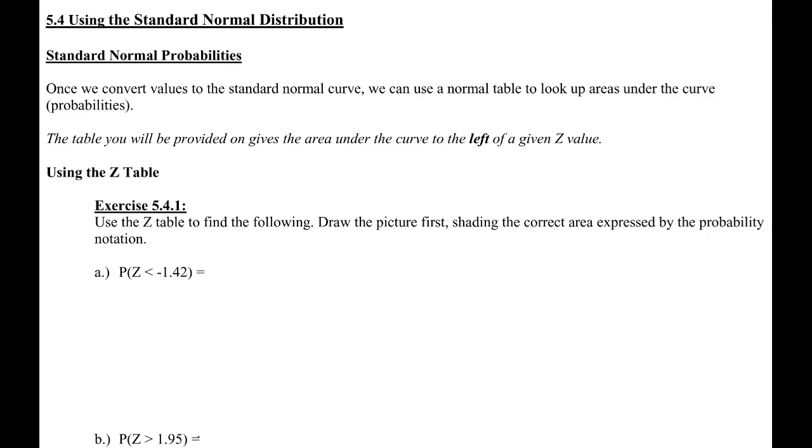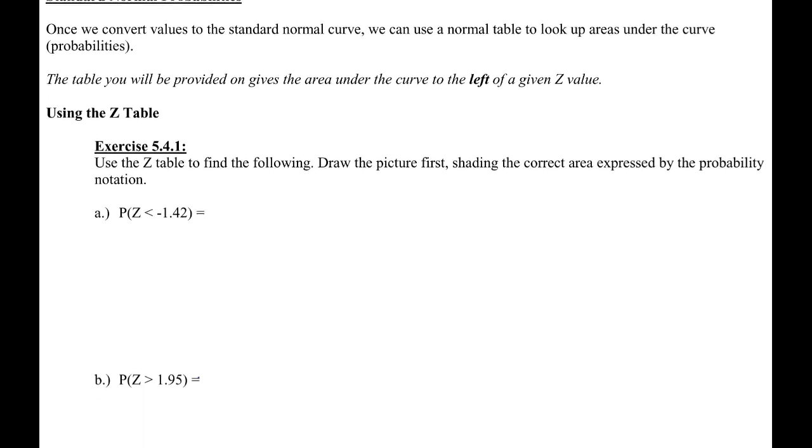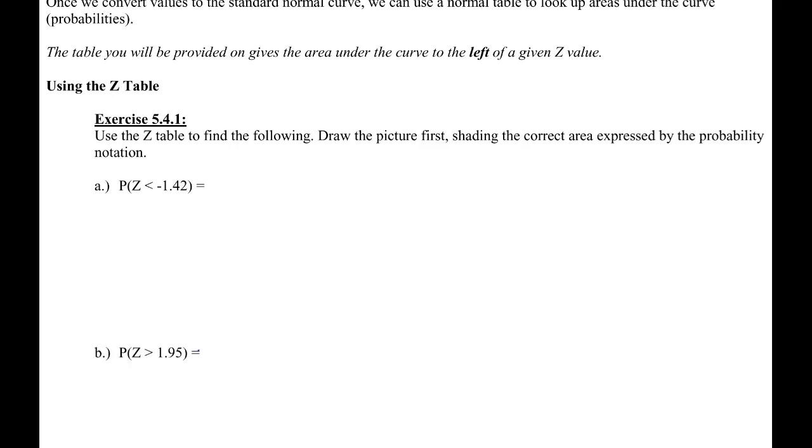In this video, I'm going to show you guys how to use the standard normal table. In order to use the standard normal table, you need to have a z-score first, and then you need to know which area of the curve you're interested in. So in each of these examples, we actually know a z-score, and then we've been told what area we're looking for. We're looking for the probability of a z-score being less than negative 1.42.